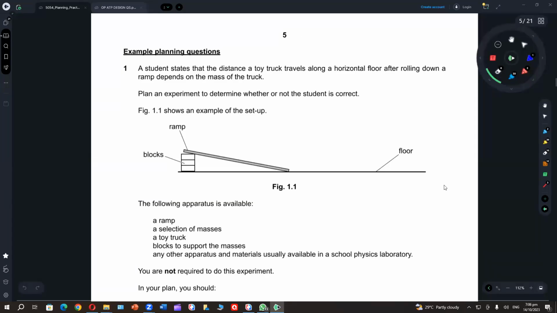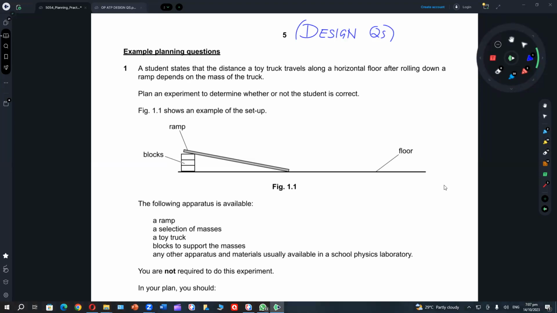We are discussing design questions, and design questions are now regularly coming. There is one question in every ATP. Design questions need some fundamental knowledge.